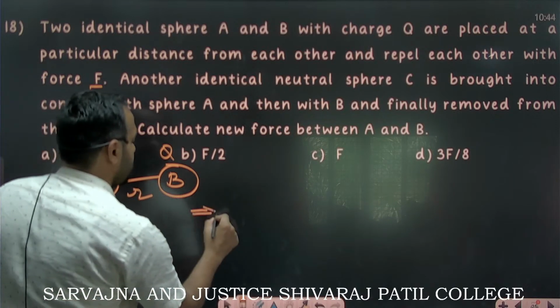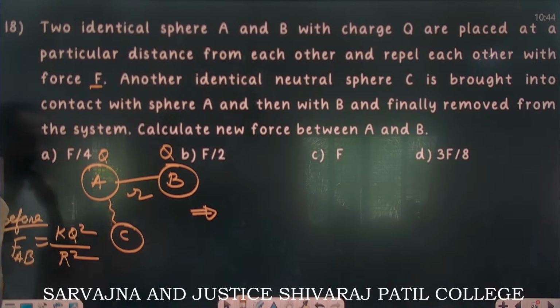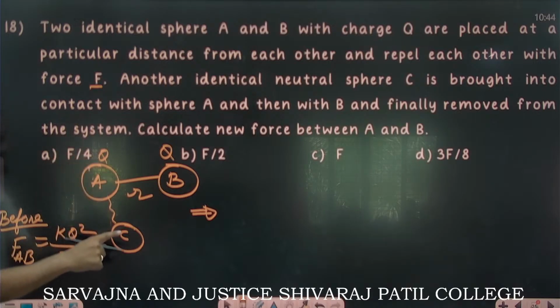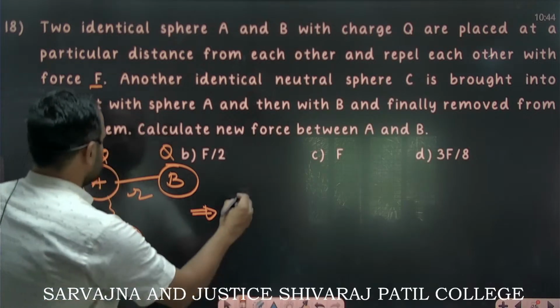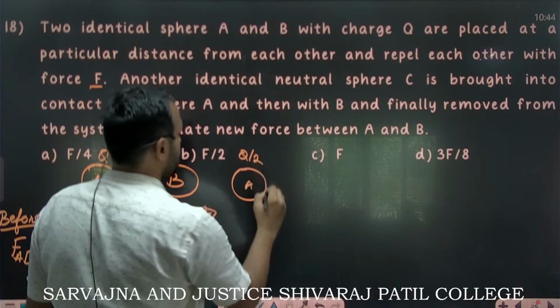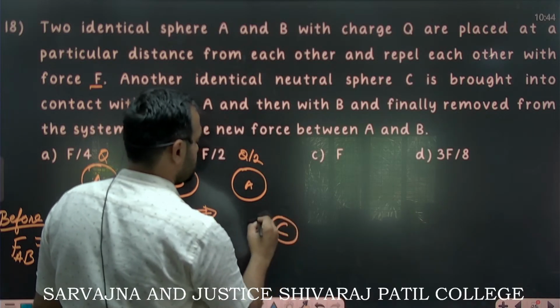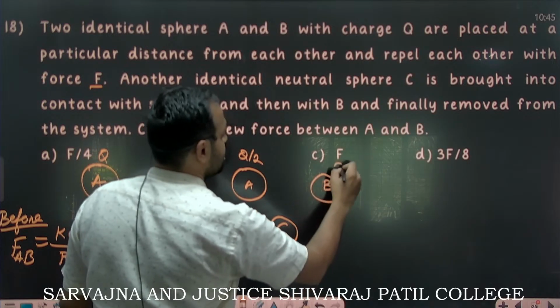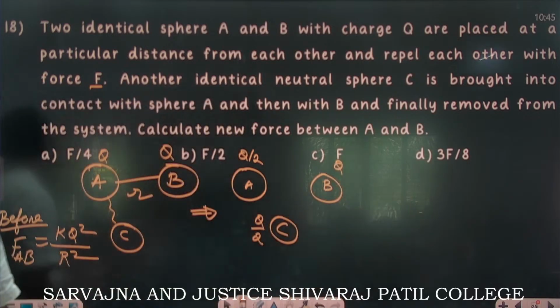After this, what happens? The charge on A becomes Q by 2, and on C also it becomes Q by 2. B is as it is, Q only. Yes, B as it is Q only. Now what are they doing?